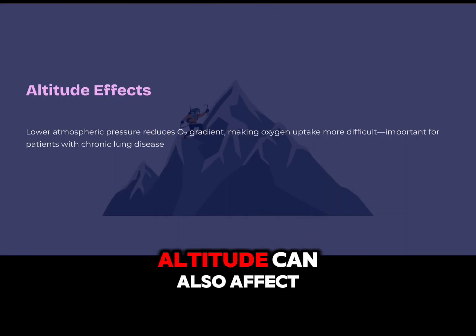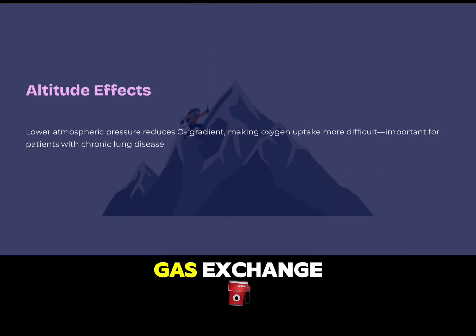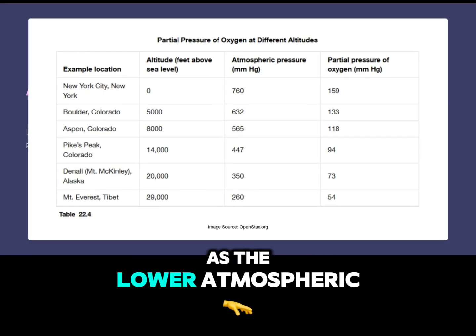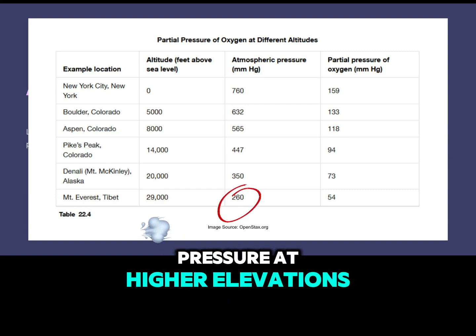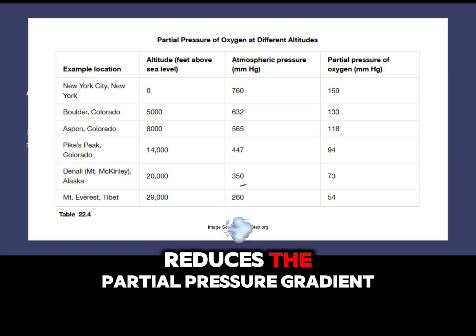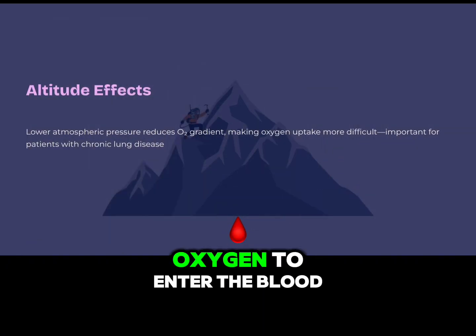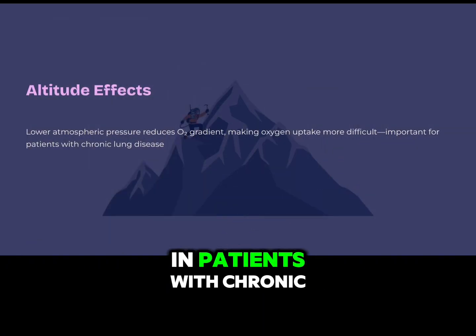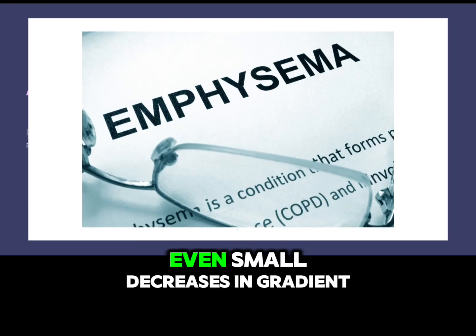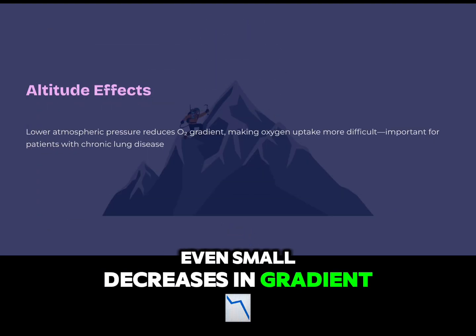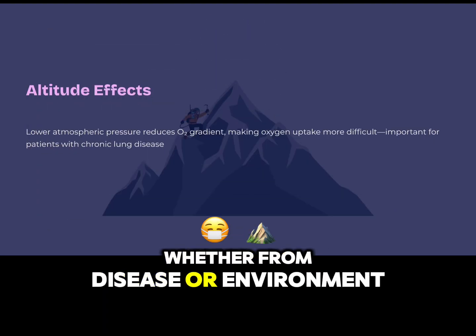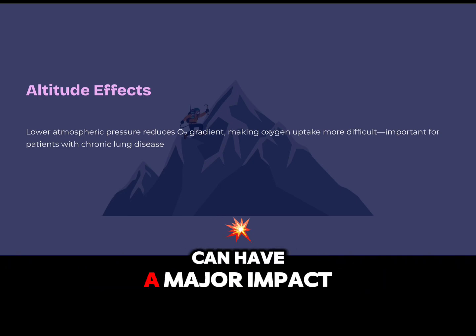Altitude can also affect gas exchange, as the lower atmospheric pressure at higher elevations reduces the partial pressure gradient for oxygen, making it harder for oxygen to enter the blood. In patients with chronic lung disease, even small decreases in gradient, whether from disease or environment, can have a major impact on oxygenation.